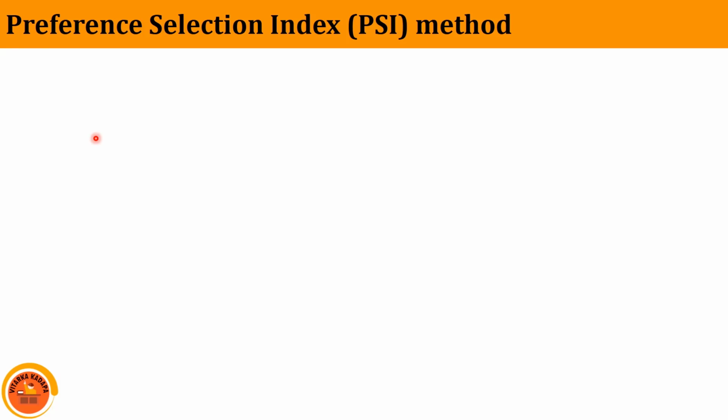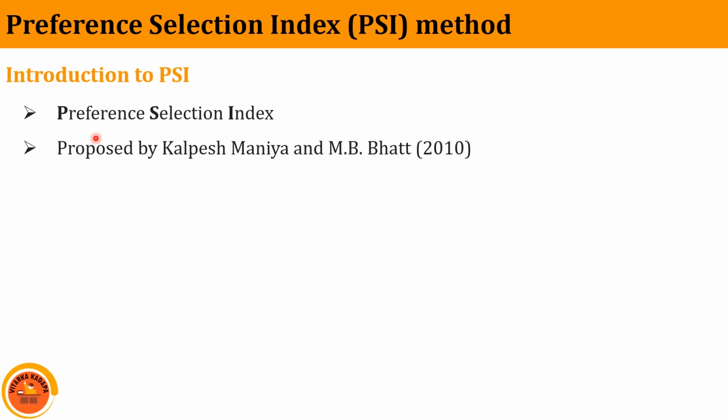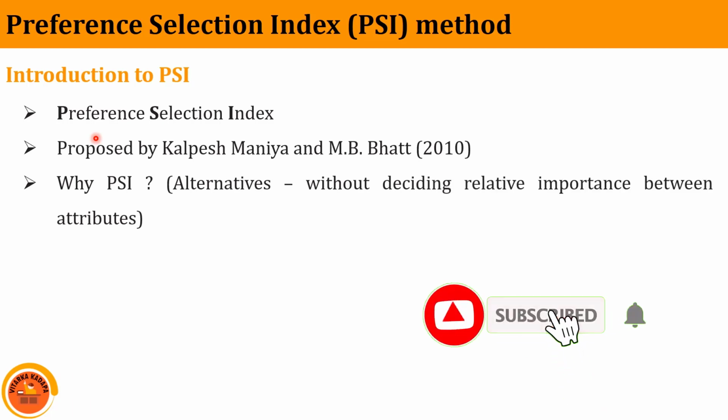In this video, I am going to discuss one of the MCDM methods called the Preference Selection Index method. Here, the acronym PSI stands for Preference Selection Index. This method was proposed by Kalpesh Maniya and M. B. Bhatt in the year 2010. And why do we have to use the PSI, Preference Selection Index?